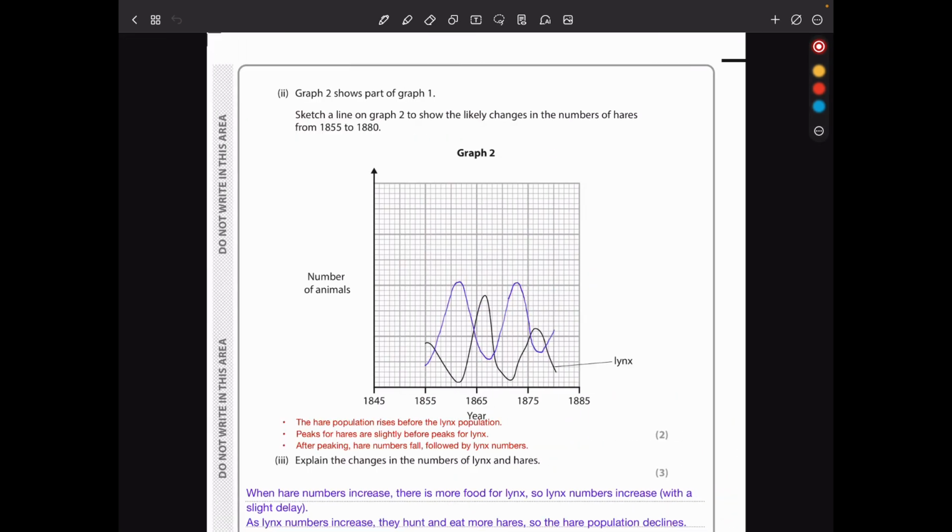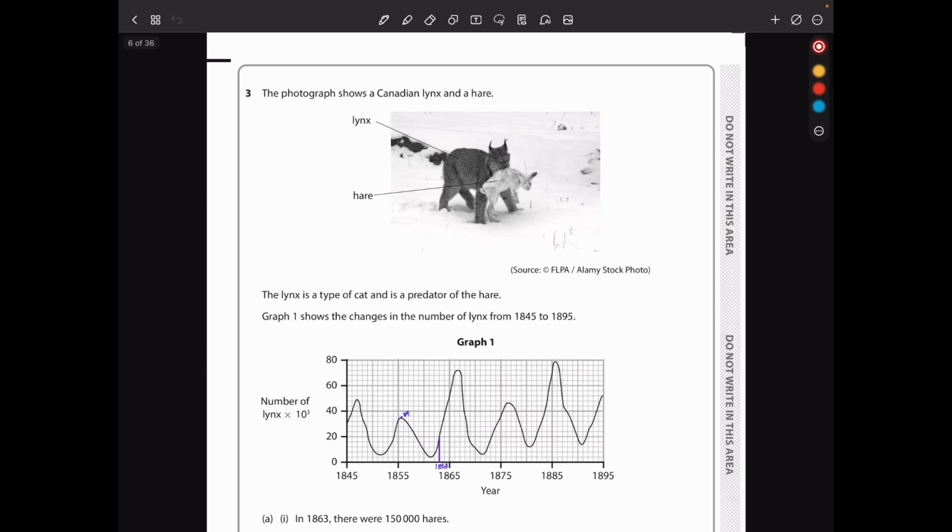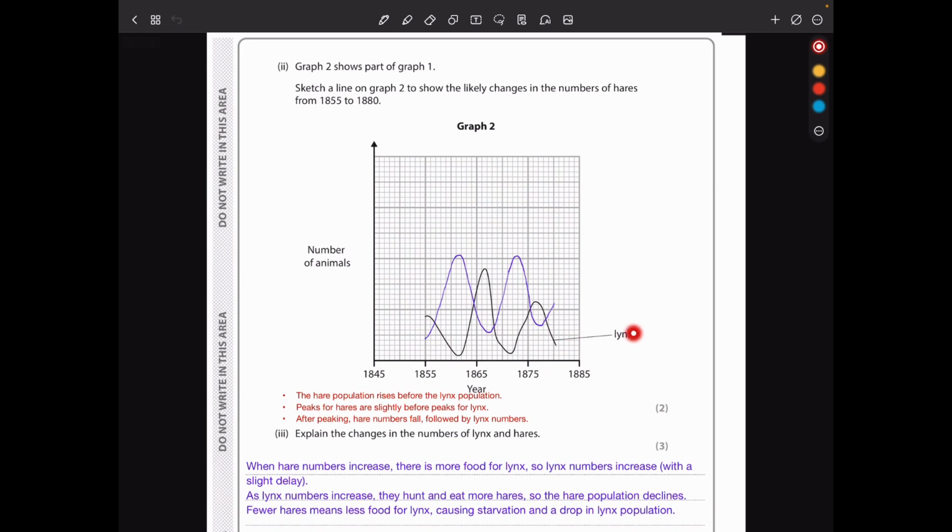Then next they say graph 2 shows part of a graph. They say sketch a line on graph 2 to show the likely changes in the numbers of hares from 1855 to 1880. Because this is a predator-prey relationship, if you go back here, they told us the lynx are predators of hares. Since this shows the population of lynx, we expect when the predators are going down, the number of prey is going to increase. And of course, the total number of prey should always be higher than the predators. So they increase, and the increase is going to be higher than the peak of the predator.